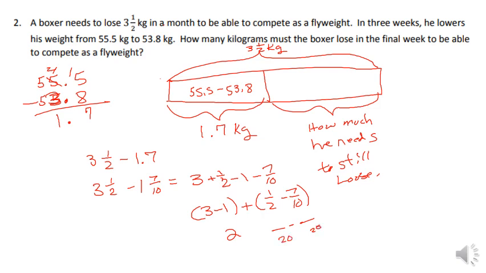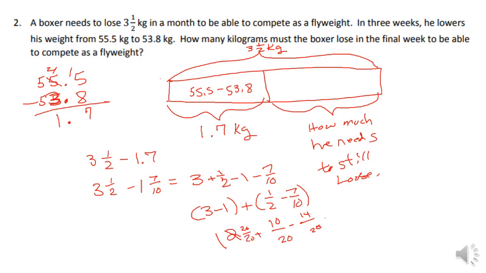So we know our common denominators are going to be 20. And then we have 1 times 10 is 10. 2 times 7 is 14. And we can see now that I cannot subtract 14 from 10. So we're going to regroup.